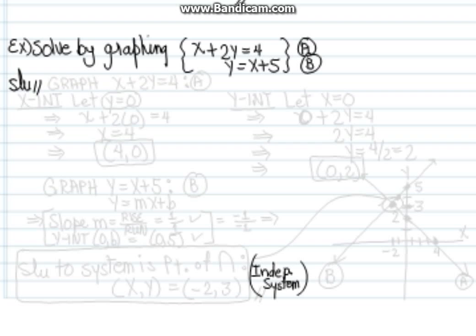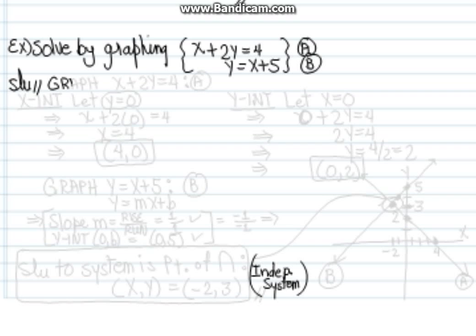For this problem, we're given a system of two equations, equation A and equation B, and we're asked to solve this system by graphing these equations. So we're seeking the points of intersection of these two graphs, because the points of intersection are the ordered pair solutions that these two equations have in common. Well, we're going to do this by graphing and searching for the point of intersection.